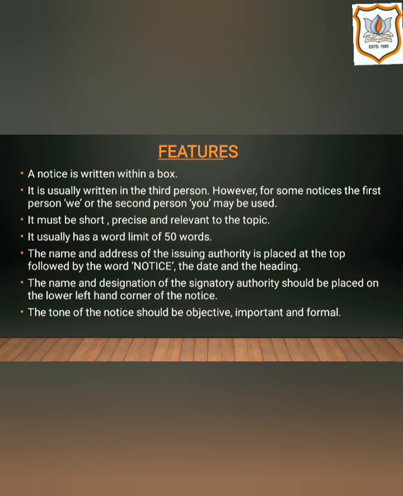The name and designation of the signatory authority should be placed on the lower left hand corner of the notice. So after completing the notice, we have to put the name and designation of the signatory authority. The tone of the notice should be objective, important, and formal. So, when we write a notice, we have to keep in mind these things. So, let us see the format of notice writing.